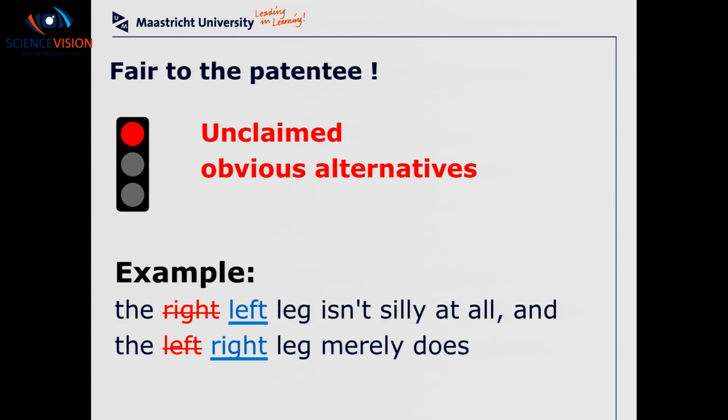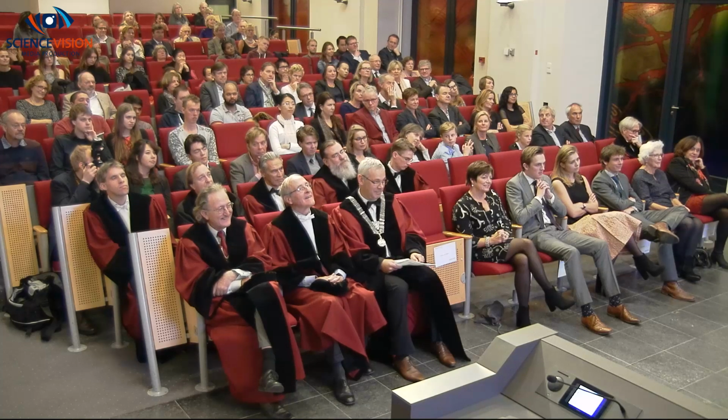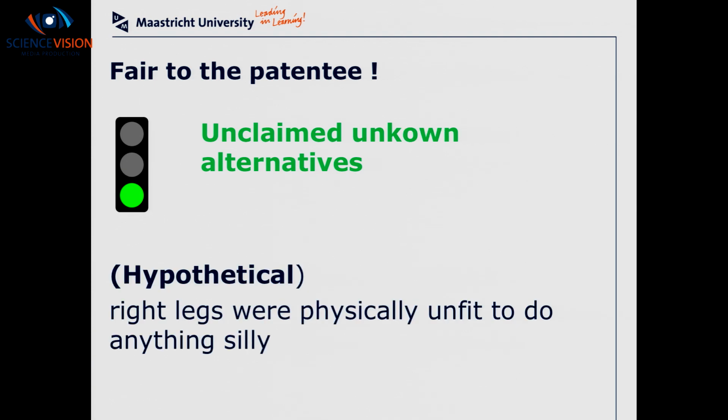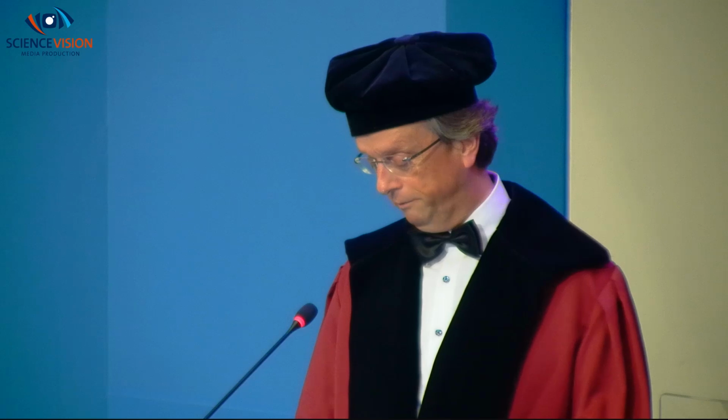The example would be the left leg and the right leg being exchanged. It's obvious that both can come to the same result, and since you didn't claim that, you shouldn't be allowed to get protection. This is also being accepted in recent case law, but it took a while before we got there. I see Jan smiling, and okay. Unclaimed, unknown alternatives: you can't really blame a patentee for the fact that he didn't claim that. And hypothetically, let's assume the state of the art is that right legs are physically unfit to be silly. If that is the state of the art, then you can say, okay, if it turns out later that they can, that can be part of your scope of protection. And that is where a doctrine of equivalence may fit in.